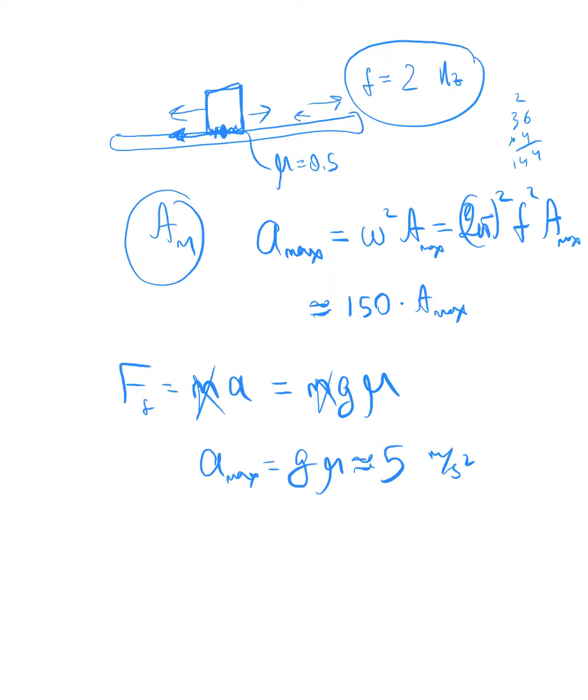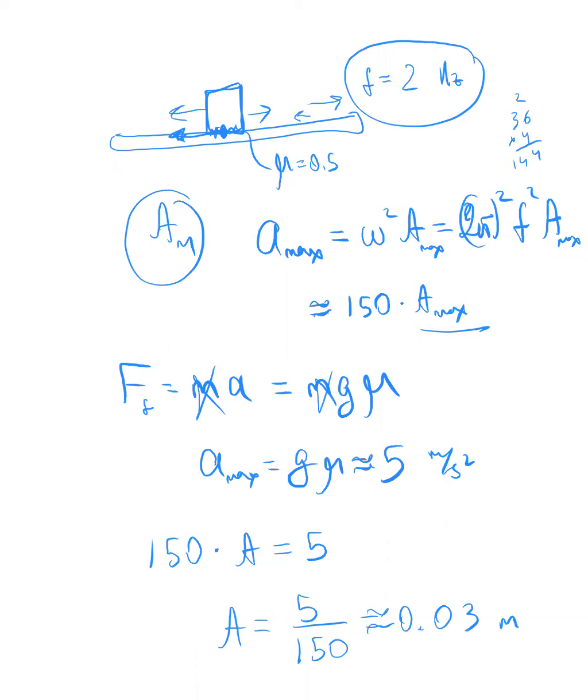And then for the amplitude, you will get that 150 times the amplitude must be equal to 5, but no more than 5, which will give you the amplitude that is no more than 5 divided by 150. This is 1 divided by 30, which is 0.1 divided by 3, which is approximately 0.03 meters. So if you shake this table with a larger amplitude than this, then the block will start sliding.